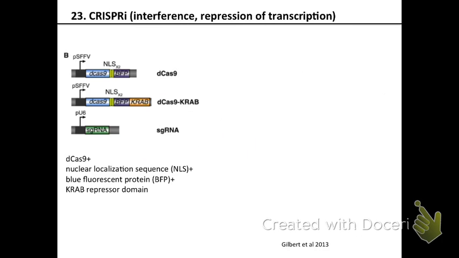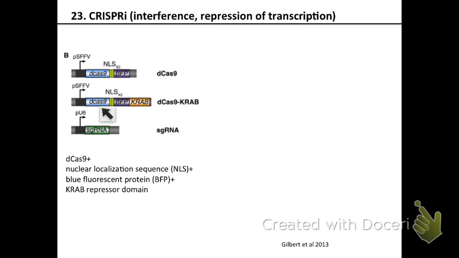Okay, so let's look at an example. So here's the proof of principle. What they're doing is they're creating 3 constructs. One construct is expressing only dCas9 on itself. It has a promoter that is pretty highly expressed, and downstream of that promoter you clone Cas9, and you can fuse it to some fluorescent protein so you can actually see it.